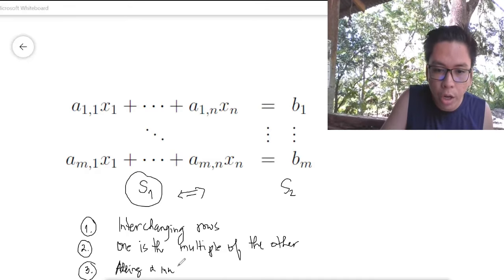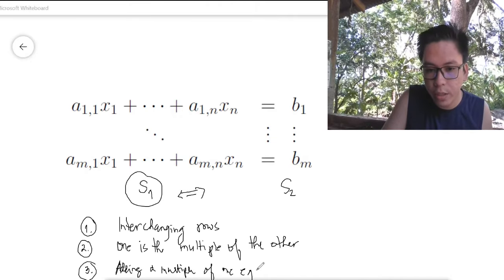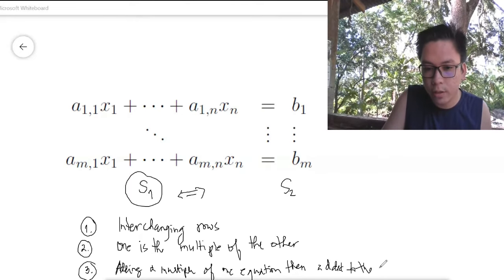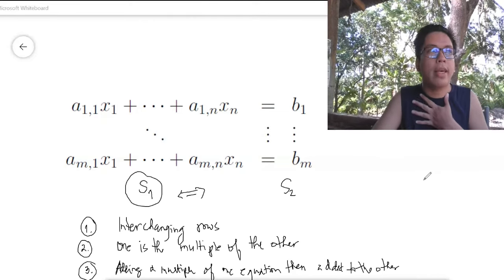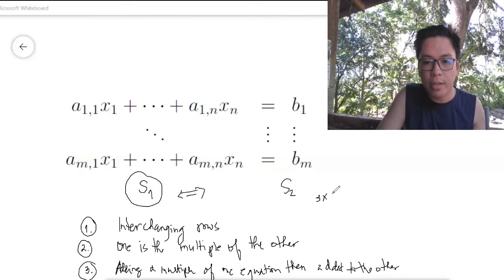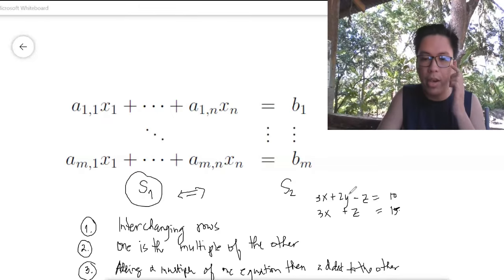Okay, how am I going to show that? Let's say you have this system. I'm going to show you an example here. Suppose you have a system: 3x plus 2y minus z equals 10, and the other is 3x plus z equals 15. Okay, let's say that's our system there.